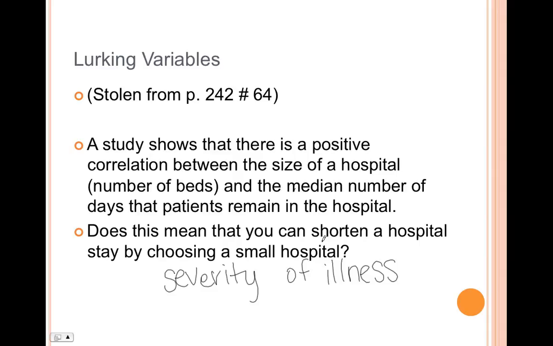So the lurking variable here is the severity of the illness. If we are less severe, then we can go to a smaller hospital and we don't stay as long. If we are very, very ill, then we go to a larger hospital, but we end up staying a longer time, not because of the size of the hospital, but because of how sick we are.